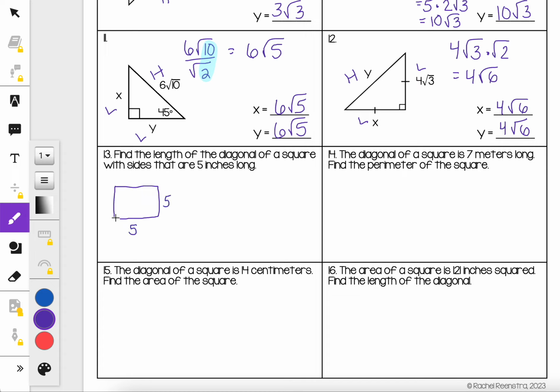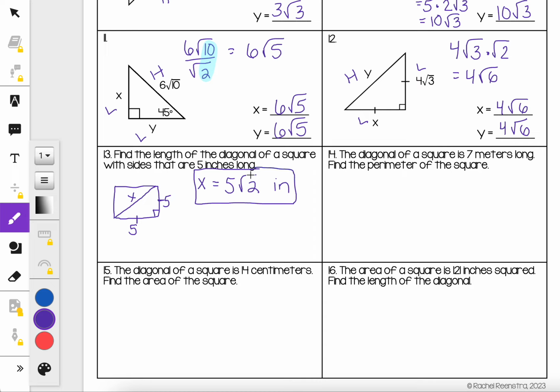All right, and if I draw that diagonal, I see that this is making a 45, 45, 90 triangle. Okay, so I have my two legs that are congruent because this is a square. So I'm trying to find my hypotenuse. So x is going to equal the leg times the square root of 2, which is just 5 root 2 inches long.